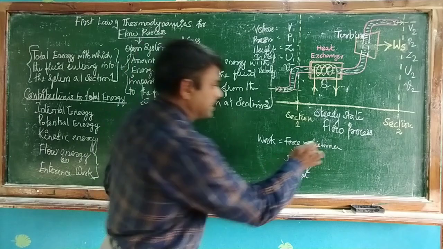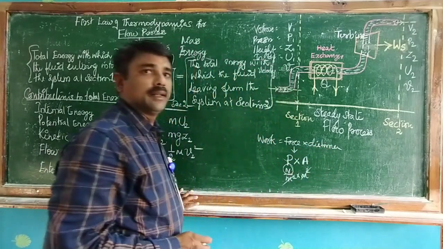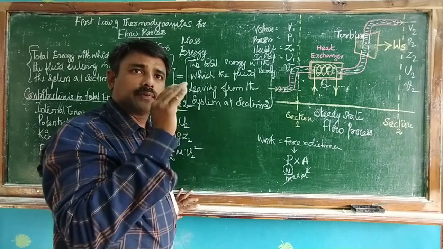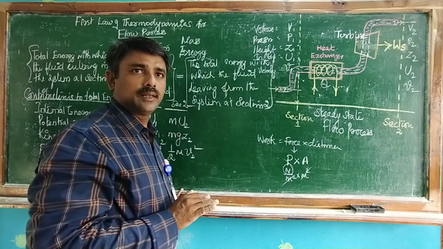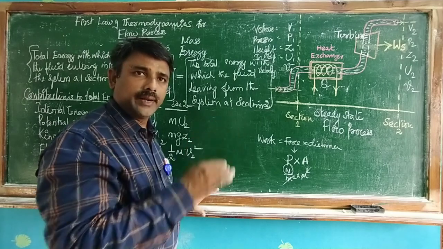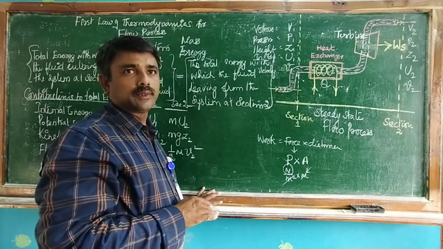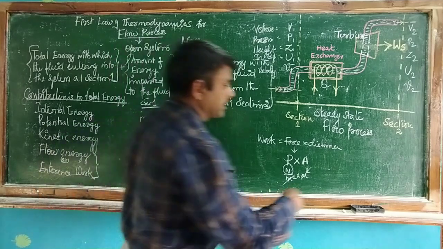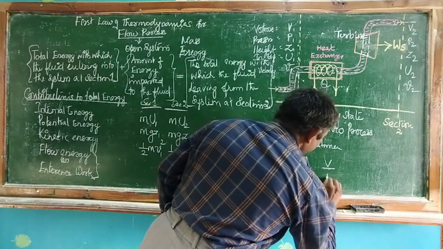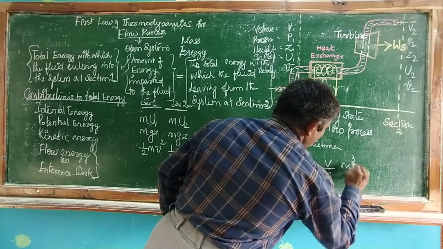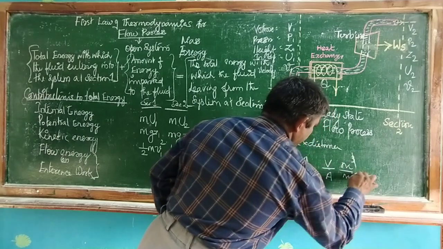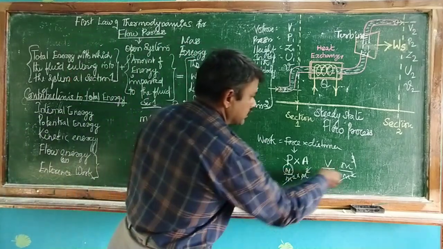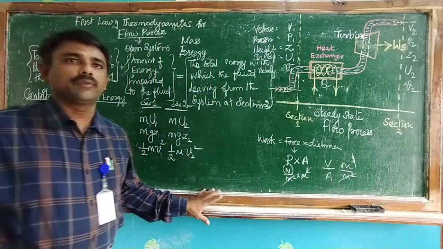Clear? Distance can be calculated as follows: at a pressure P1, the fluid has a definite volume V1. The distance is the volume of the fluid divided by the cross-sectional area of the tube. Volume divided by area: this is meter cube, this is meter square. Again, the unit for distance is meter. Here Newton, this is meter. Newton meter is the unit for work.